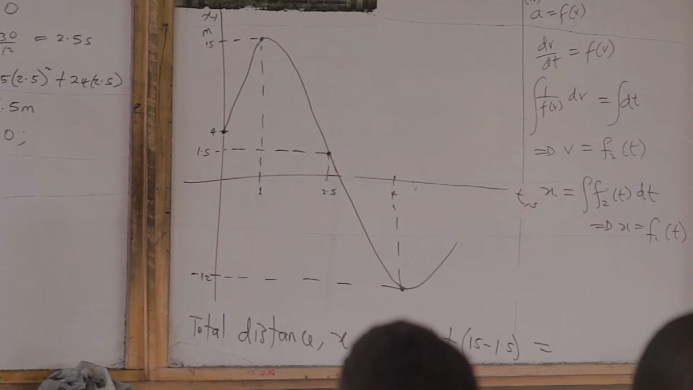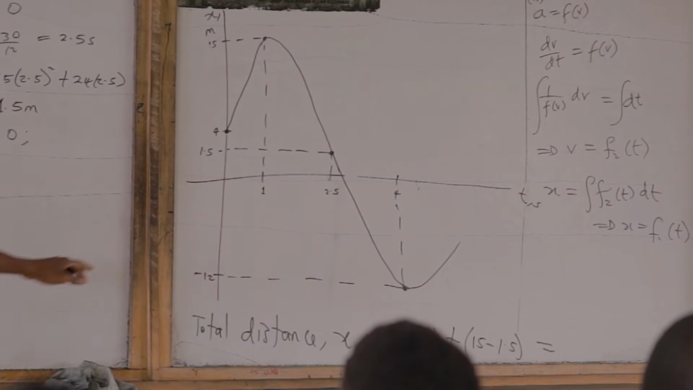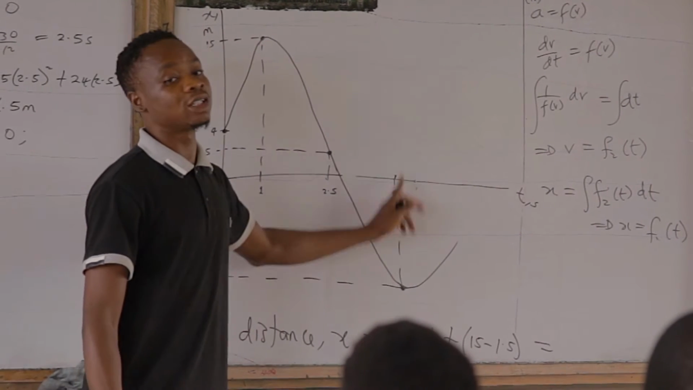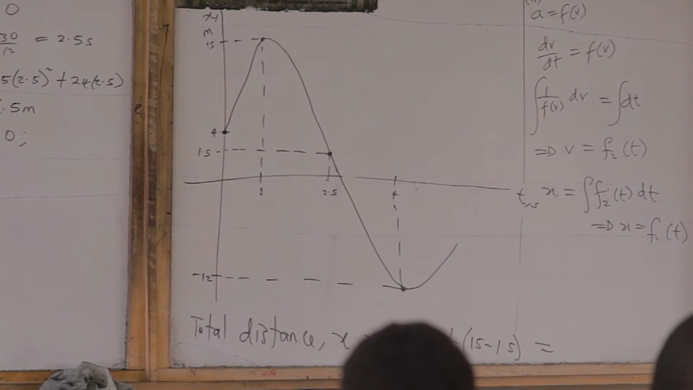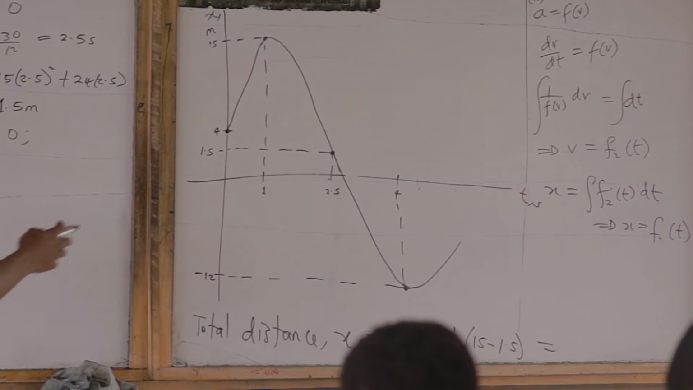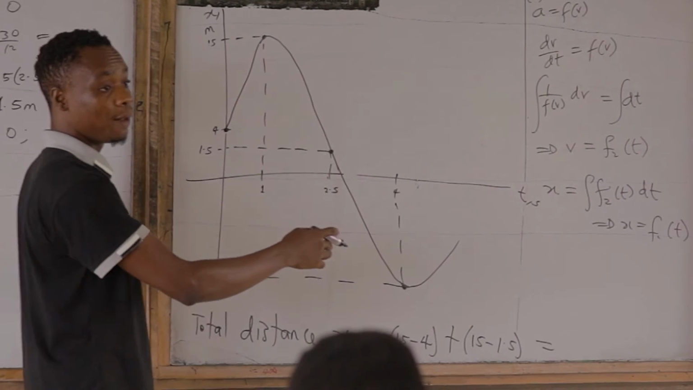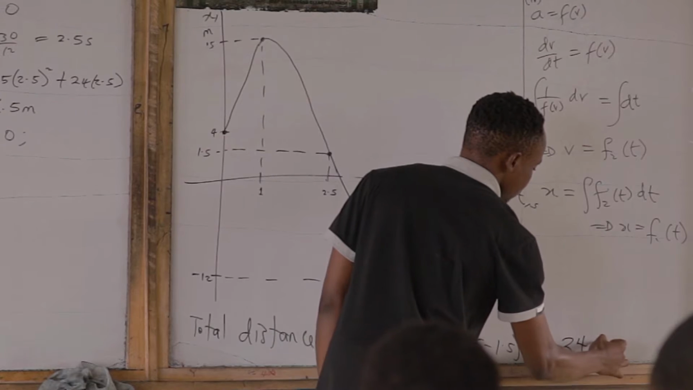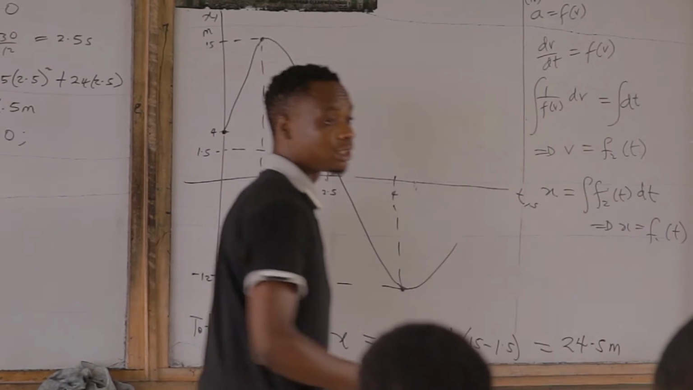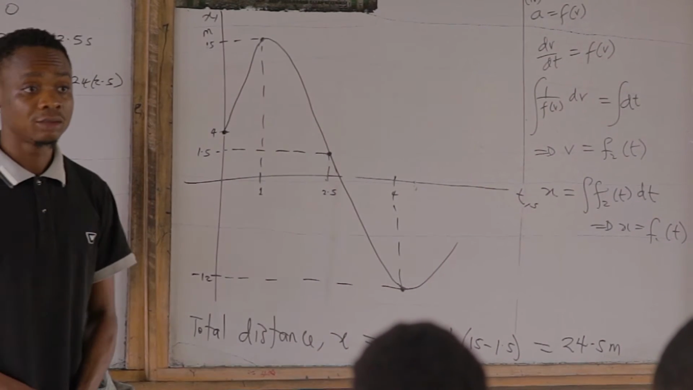The minus 12, we have no business with it. The minus 12 happens at t equal to 4 seconds. We're just interested in from t equal to 0 to t equal to 2.5. Do you get that? So that's going to give us what now, please? 24.5. So that is the total distance traveled, 24.5 meters. Is it making sense to you?